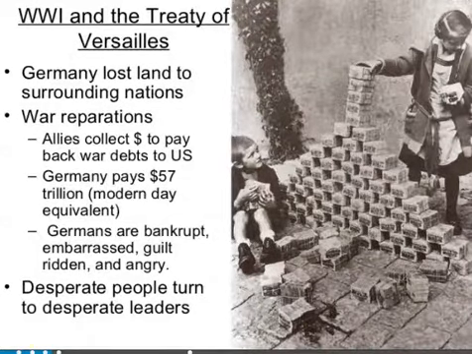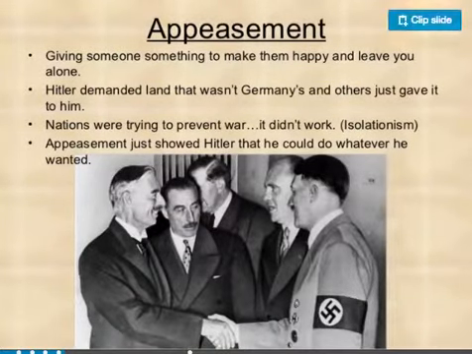Basically, this is what the Treaty of Versailles is. Germany lost land to surrounding nations. They lost a lot of land and war provisions. Allies collected money to pay back war debts to the United States, and Germany paid about 57 trillion. I don't know how accurate that is, but it's the modern day equivalent of the money that they paid. Germans were bankrupt, embarrassed, guilt-ridden, and angry, and the desperate people turned to desperate leaders who really couldn't do anything at that point.